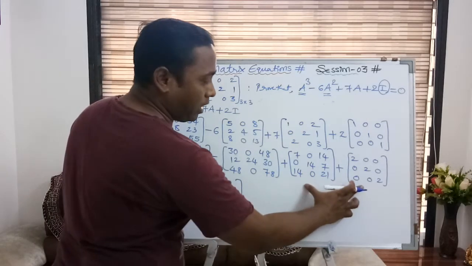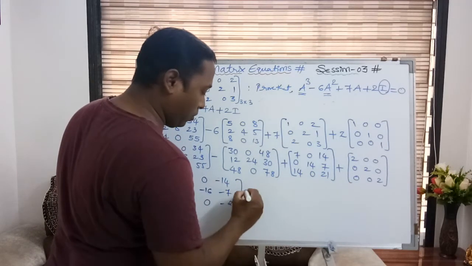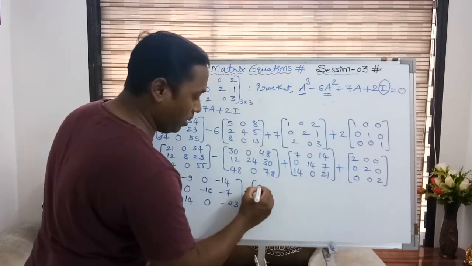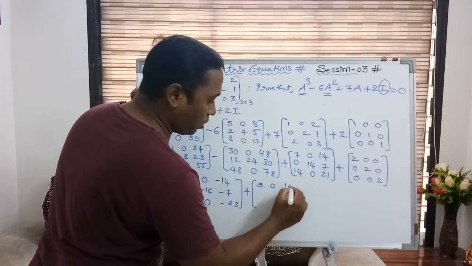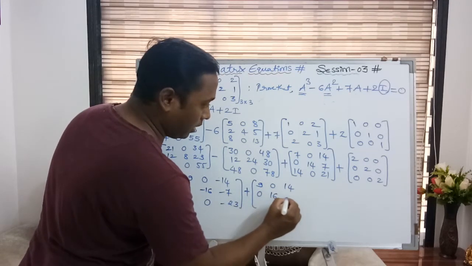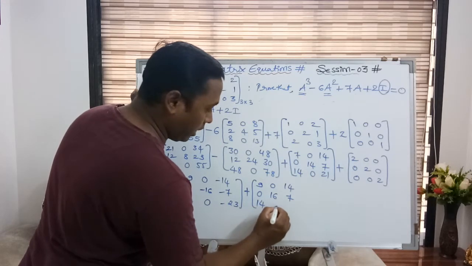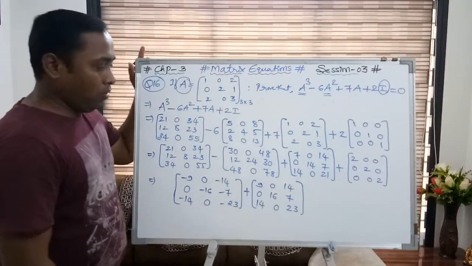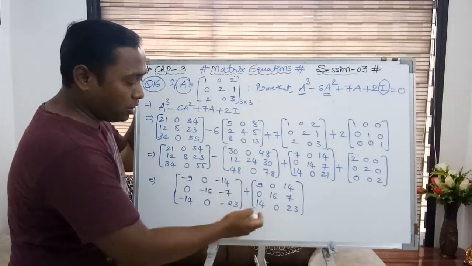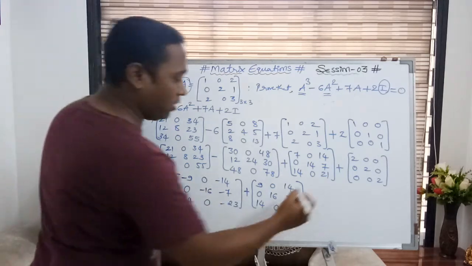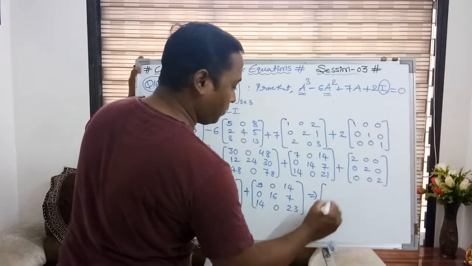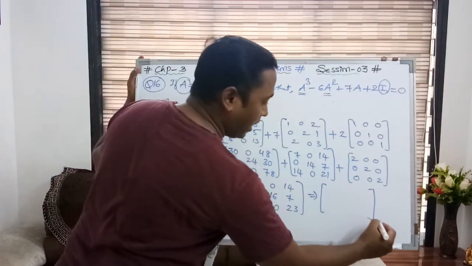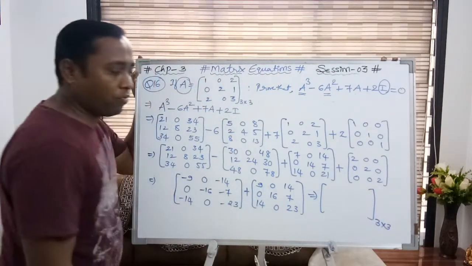Now we can add these two matrices to reduce to a single matrix. 7 plus 2 will be 9, 0, 14, 0, 16, 7, 14, 0, 23. Now what's left? Only the addition of these two matrices. Just add and you will see the result would be of the same order. If it is 3 by 3 and 3 by 3, then the order of the sum would be 3 by 3.